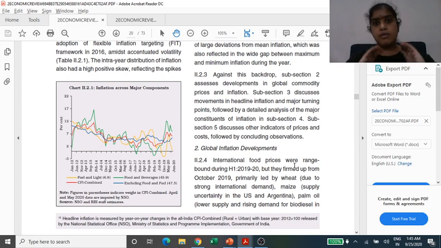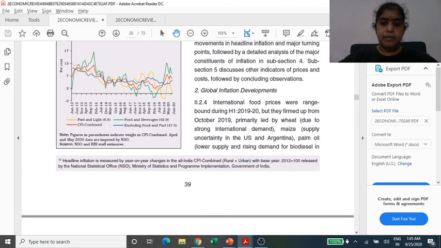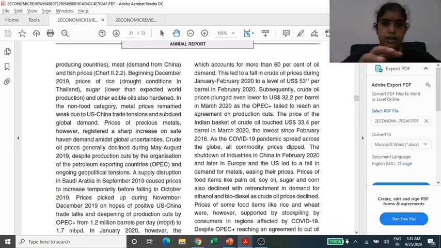When we talk about global circumstances, prices were primarily led by wheat due to strong international demand, then maize due to supply uncertainty in the US and Argentina, which supply it in major part, then palm oil, and then the drought situation in Thailand, because they produce rice in big quantity, then the demand from China for meat. So all these things came together in such a way that inflation started rising in the second half in the global scenario also. When we talk about metal prices, they remained weak due to the US-China trade tensions and subdued global demand.